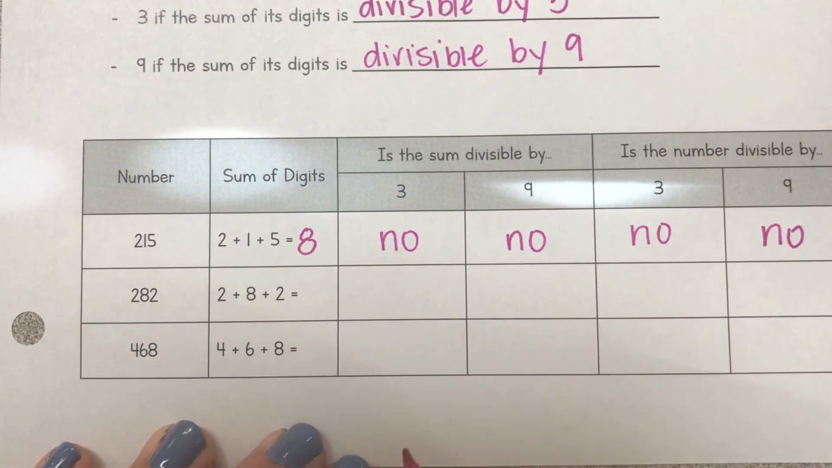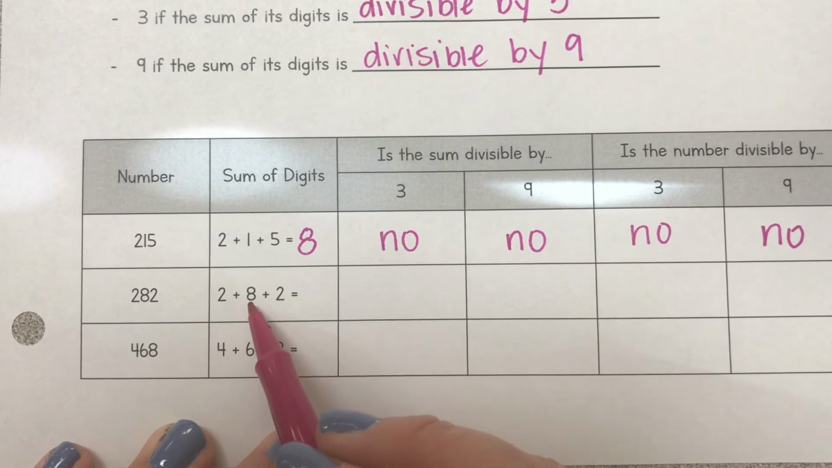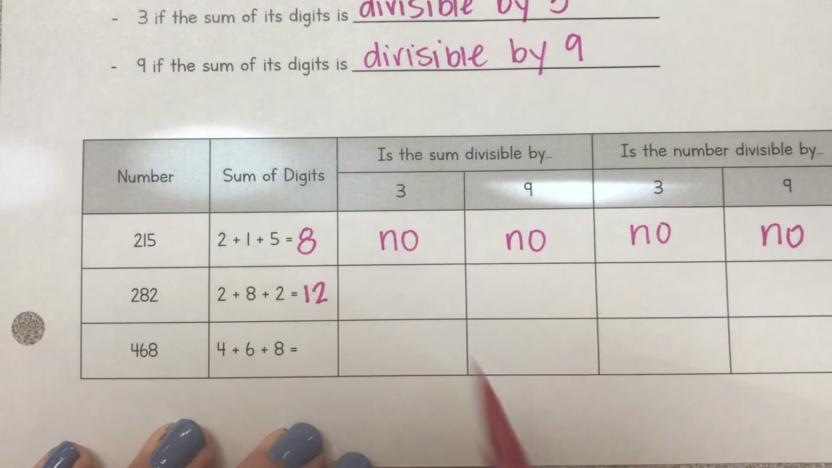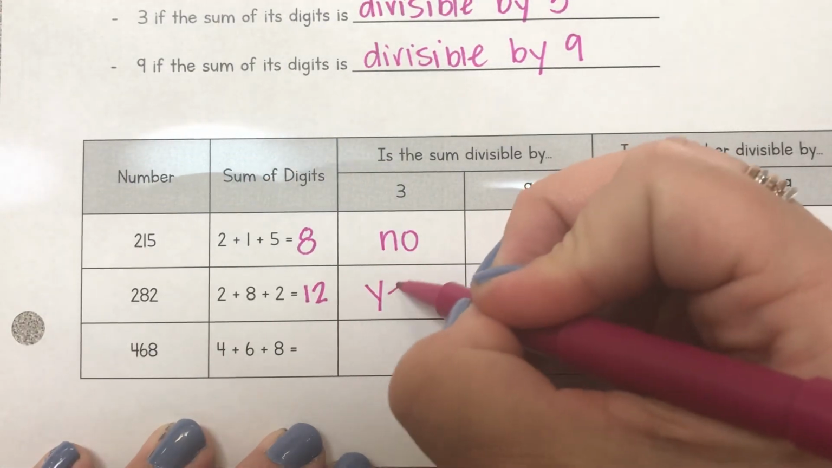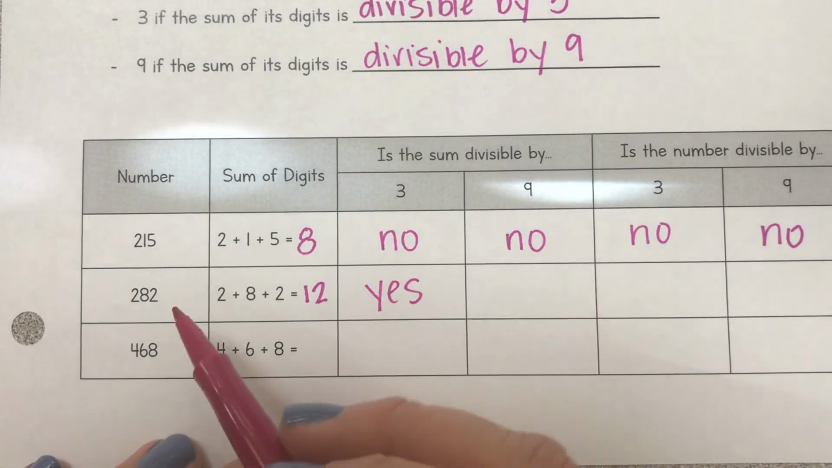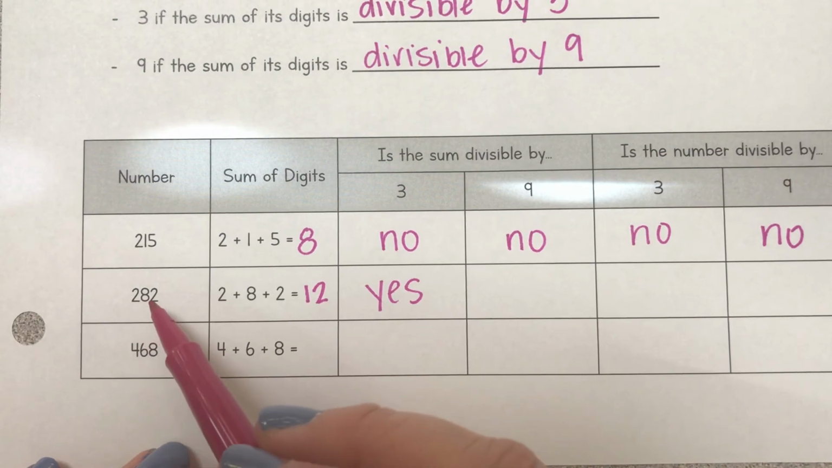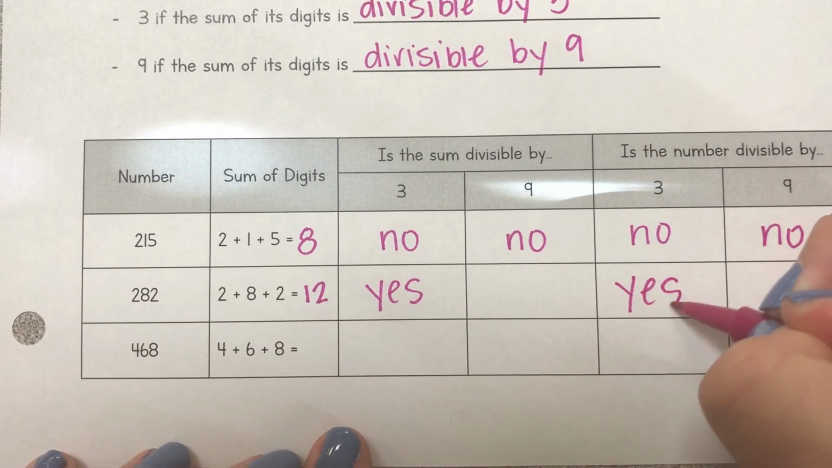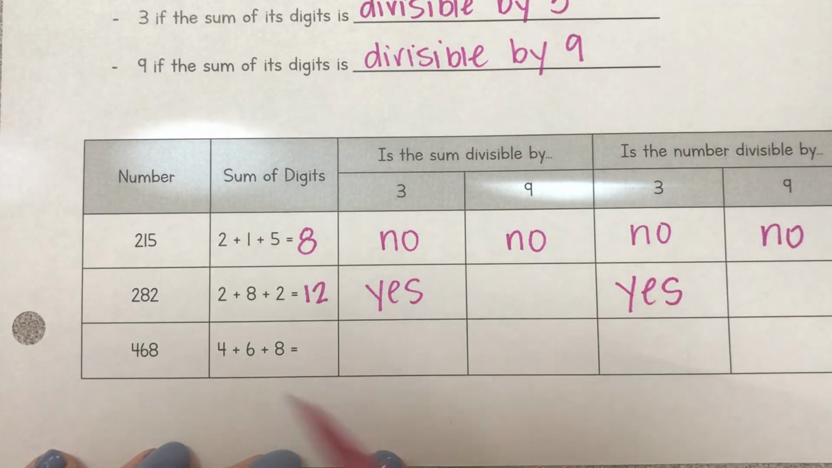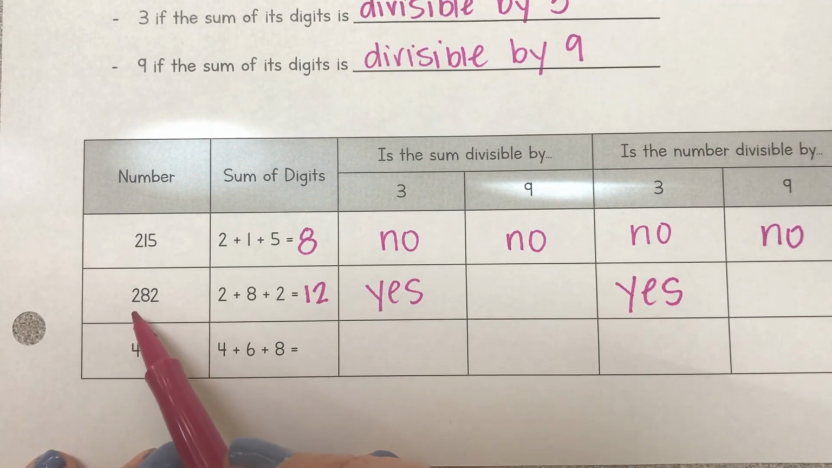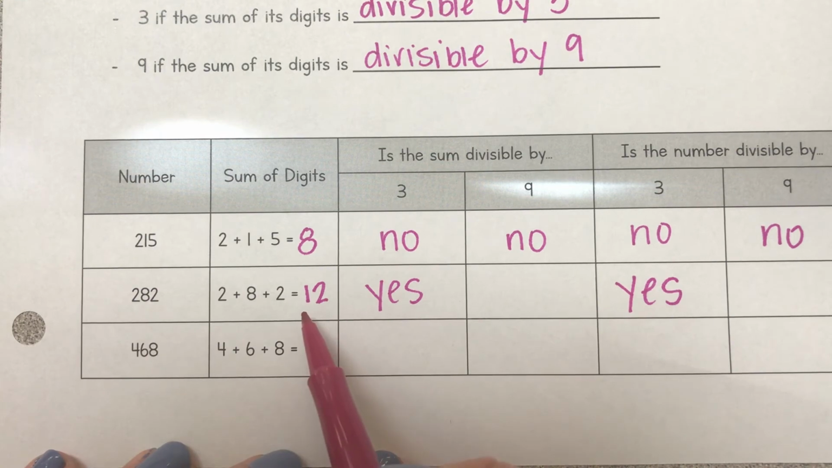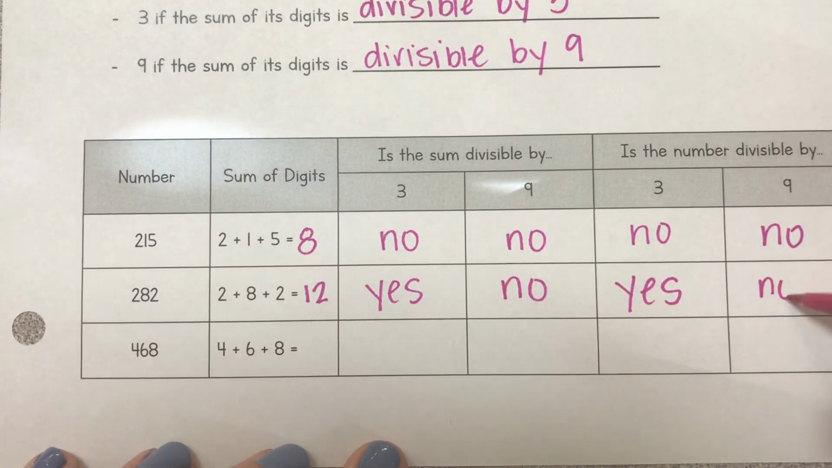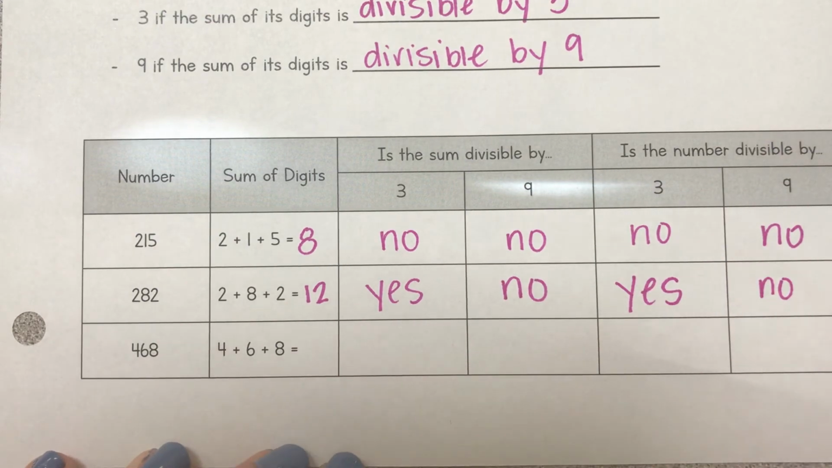Let's look at 282. 2 plus 8 is 10, plus 2 is 12. So is 12 divisible by 3? Yes. So therefore, we can tell that if I were to divide 3 into 282, it would go in evenly. And then let's look at if that's divisible by 9. Is 12 divisible by 9? No. So therefore, 282 is not divisible by 9.